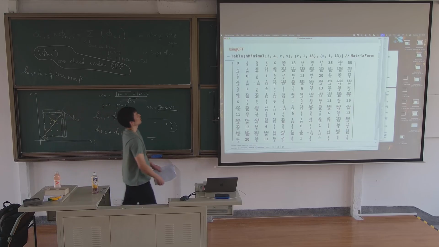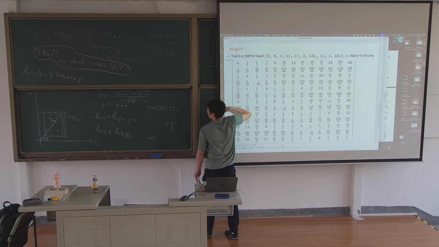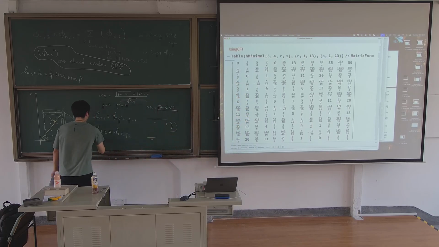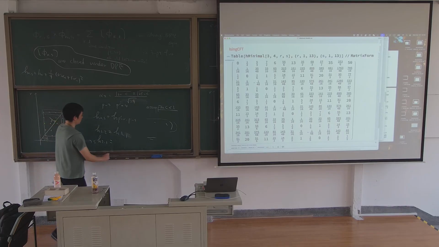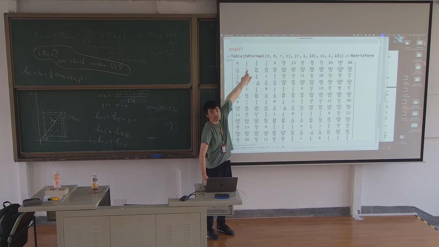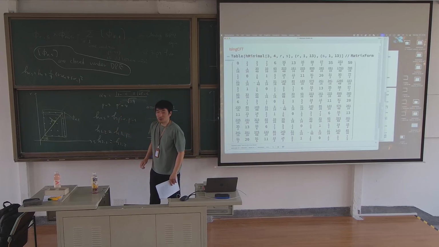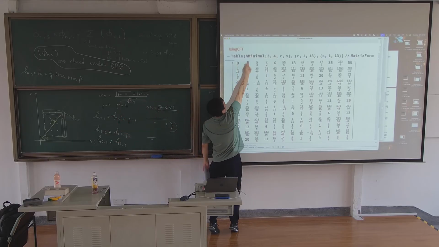So 1, 2 is the same as 3, 1, right? 1, 2 is the same as 3, 1, and then H_{2,1} is the same as H_{2,2}. Okay. So there is a typo in that equation. So even inside this box, there is some repetition.